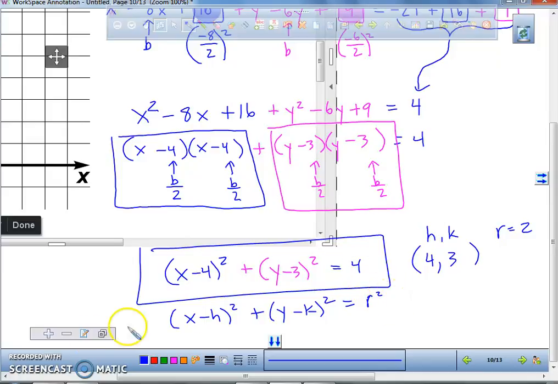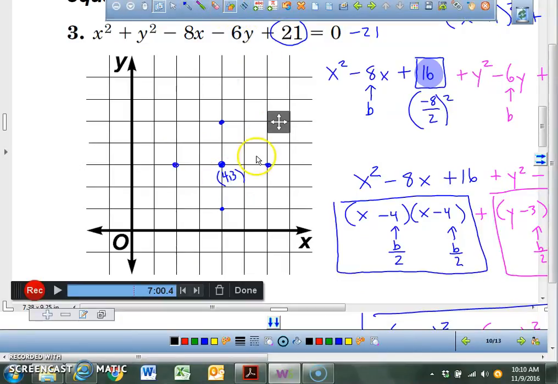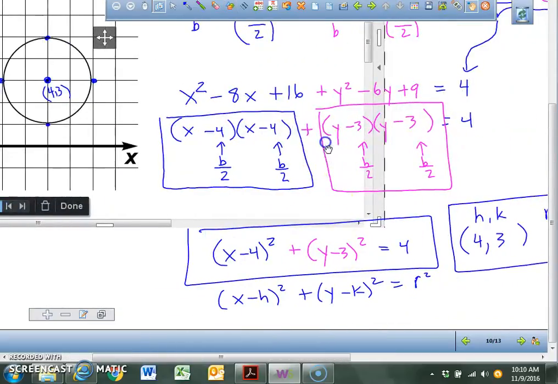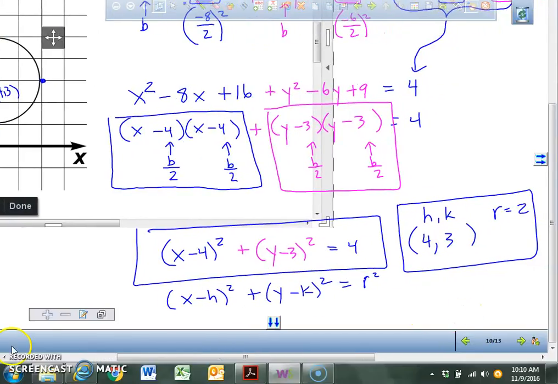We're wrapping it up under 20 seconds. All right, here's your center, everybody. Your center is at 4, 3, and you have a radius of 2. So there is your circle right here: 4, 3, radius of 2. And there's your equation built for you. There's your h, k values and your radius. And that's it.